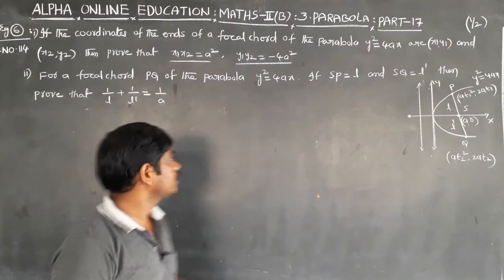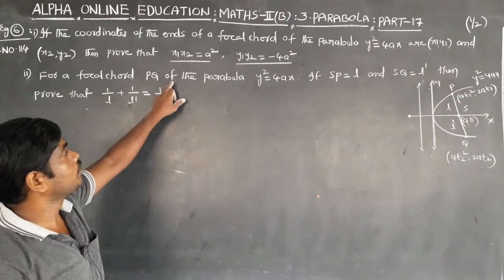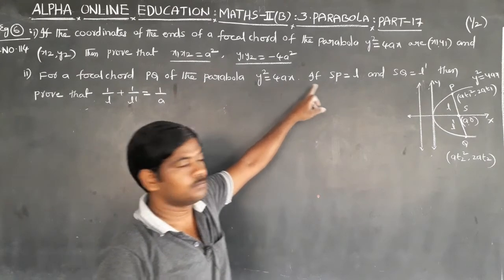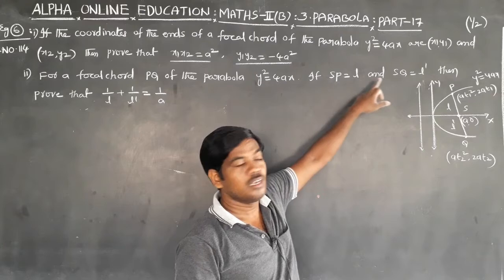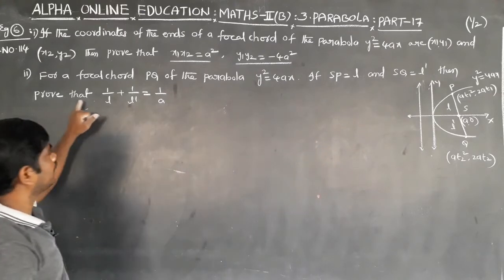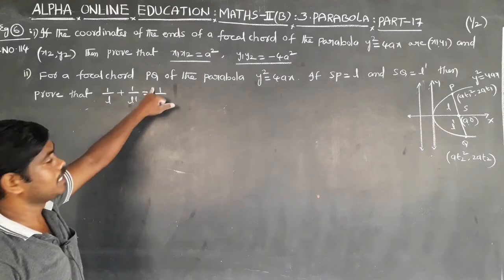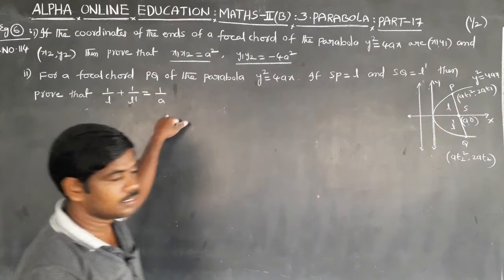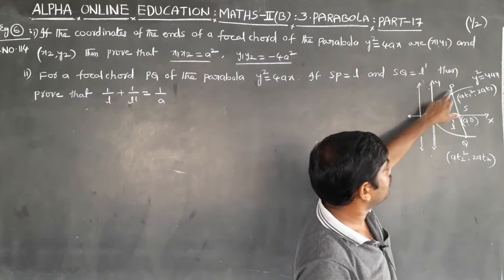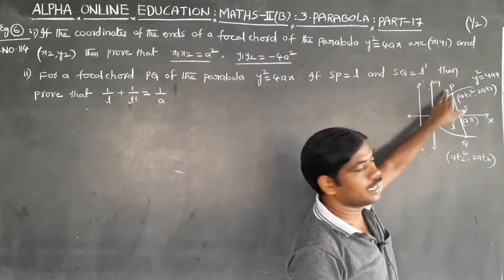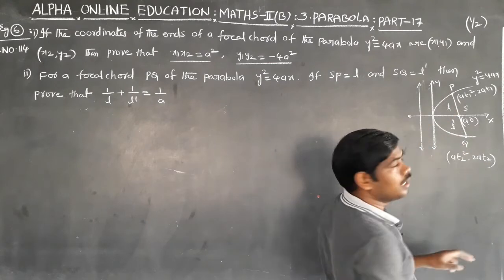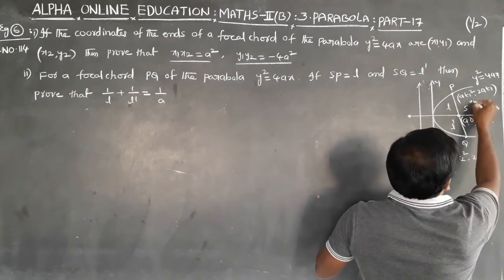Second one: for a focal chord PQ of the parabola y square is equal to 4ax, if SP is equal to L and SQ is equal to L dash, then prove that 1 by L plus 1 by L dash is equal to 1 by a. This is the diagram of the parabola. Here P comma Q are the endpoints of a focal chord.